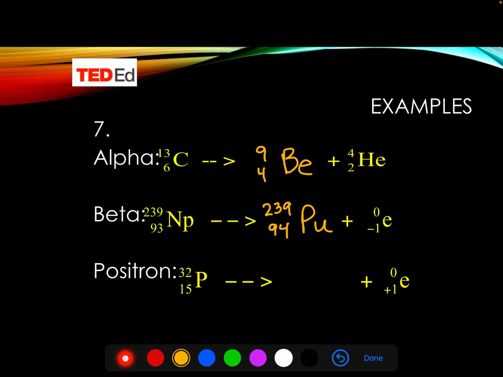In the last example of positron emission, I've got phosphorus-32. So again, I know that 14 plus 1 equals 15, and this is going to be 32. So I go to my periodic table, and I find out that this is silicon. So I'm left with beryllium-9, plutonium-239, and silicon-32 when these types of emission are taking place.